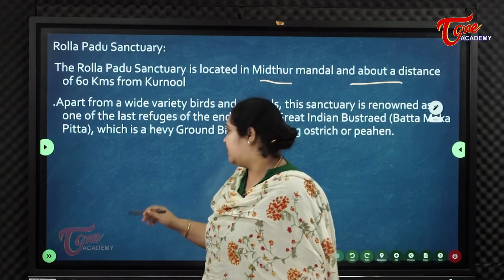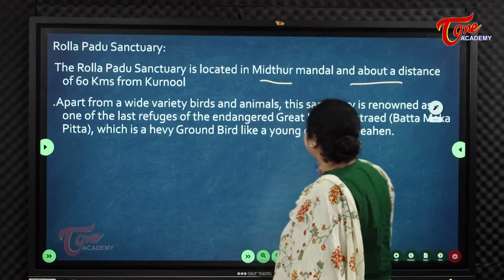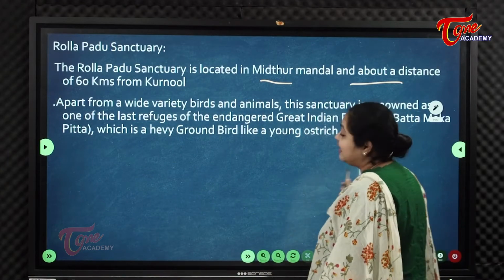Battameka, which is a heavy ground bird like a young ostrich or a peahen.